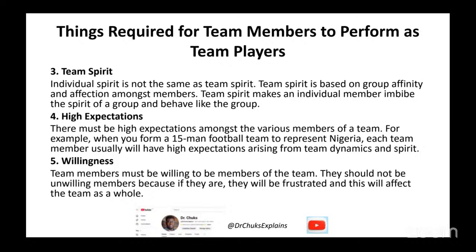The fifth is willingness. Team members must be willing to be members of the team, because if you're not a willing member of a team, you will not work and function in a manner to bring the set objective of that team to come to pass. You will jeopardize it by having your own individual spirit, and individual spirit kills team spirit. All right? They should not be unwilling members, because if they are, they will be frustrated, and this will affect the team as a whole.